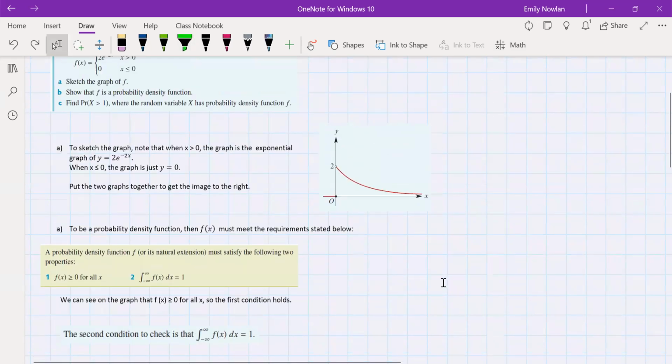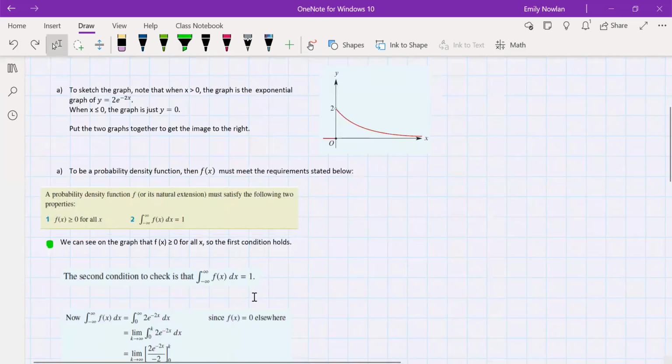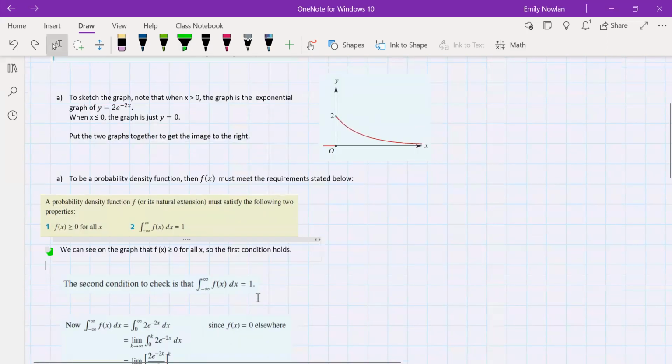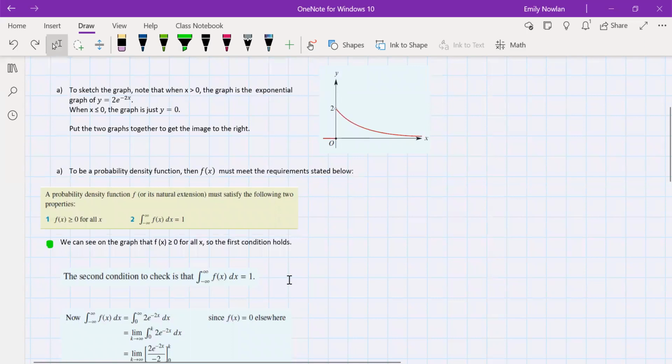For the first point, we can see on the graph that all the values are greater than or equal to 0. They're all either on the x-axis or above the x-axis. Therefore, it meets the first requirement that the function is always equal to 0 or above 0. The second thing is to check that the integral under the curve from minus infinity to infinity is 1.